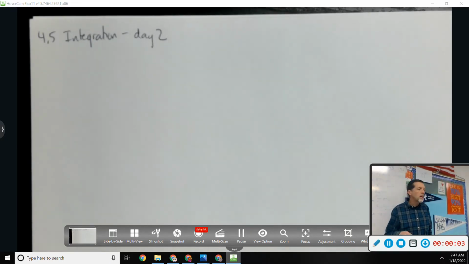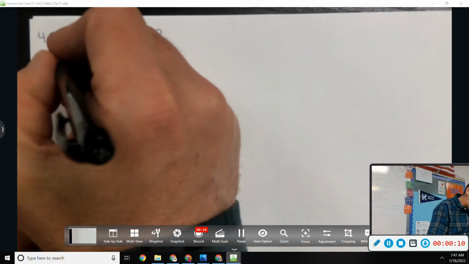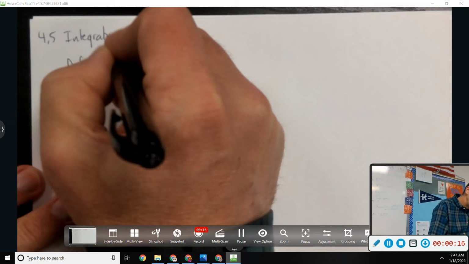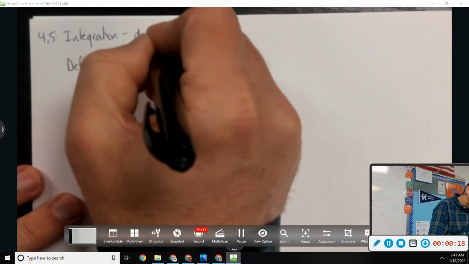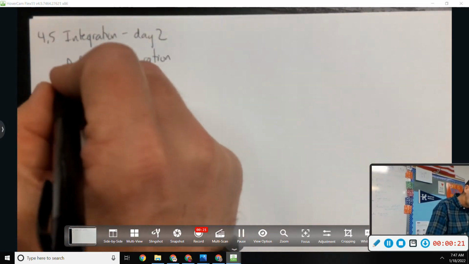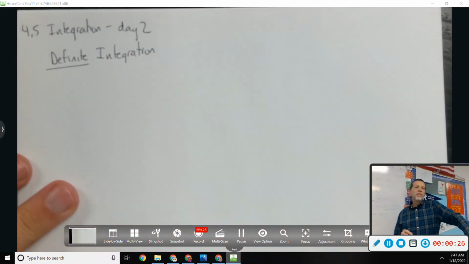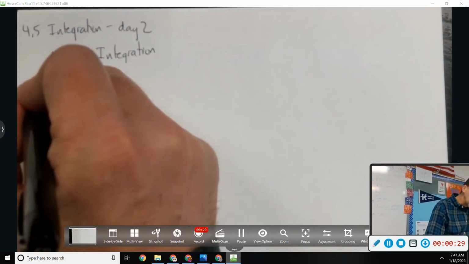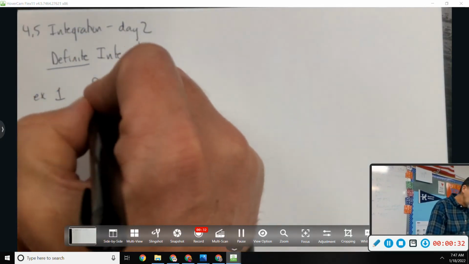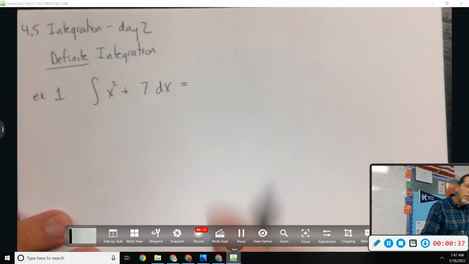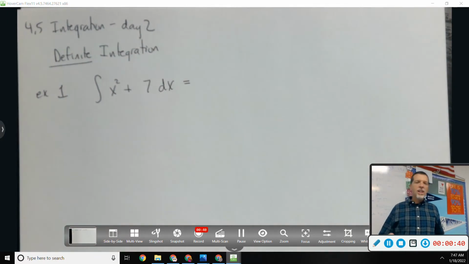Integration day 2. We'll continue with U substitution, or some U substitution, but we're going to add an extra piece here. So today we're going to do definite integration. And you don't really even need to know that name, you just need to be able to recognize what to do. So just as a warm-up practice problem, just to get your brain back into integration mode, integrate that one.